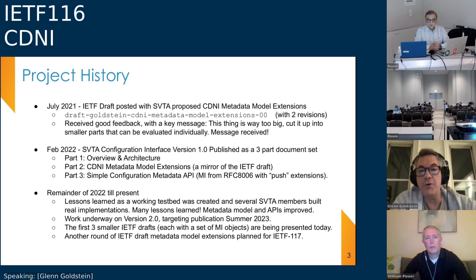So the part 2 doc really was a mirror of that original IETF draft, and a simple configuration API, which is pretty much the metadata interface from RFC 8006 with a few additional get methods to get by an individual host. But also, I think as was pointed out earlier, a push extension was added for an upstream CDN to push metadata into a downstream CDN.